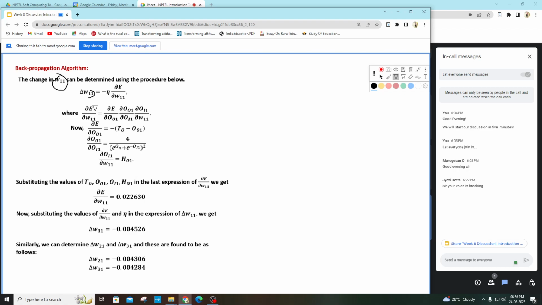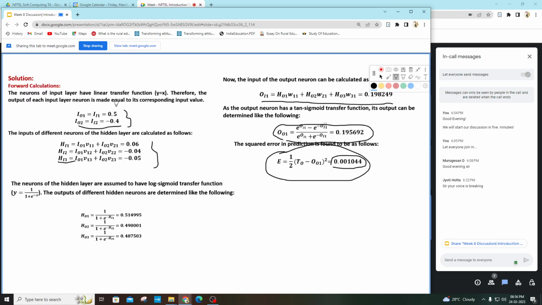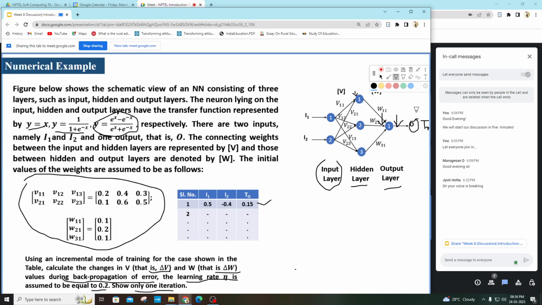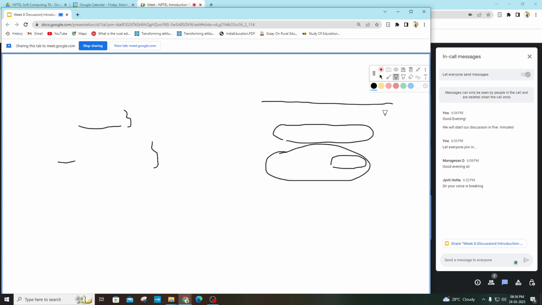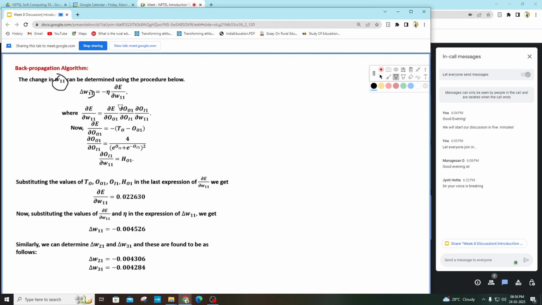Again I have told you there is no direct relation of this error with W11, right? So we have to move from one step to another step. Your error will be somewhere like here. First we have to move from this error to this output end, from this output end to this input end of the output, and then from this input end of the output finally to W11. So that is how it is written. I have explained this in the theory part, so this is how we write it.